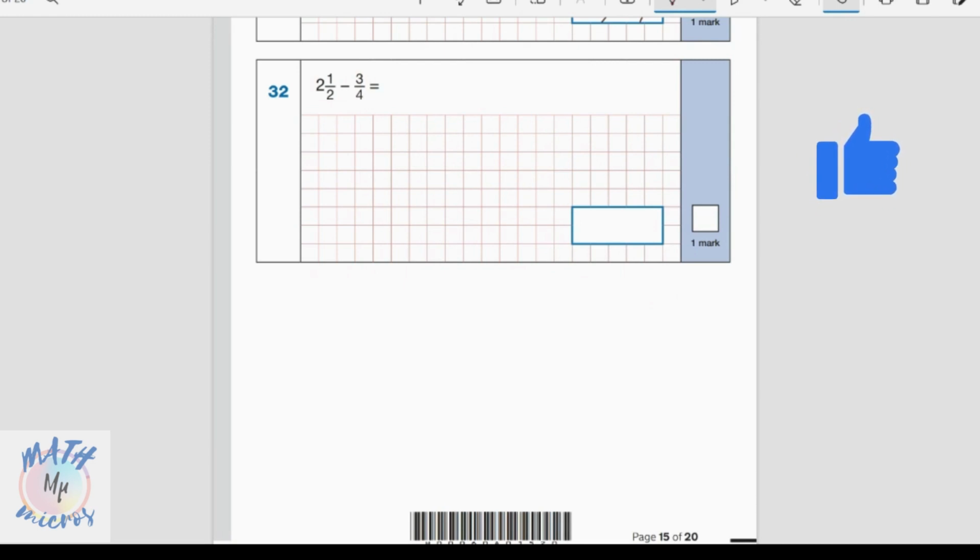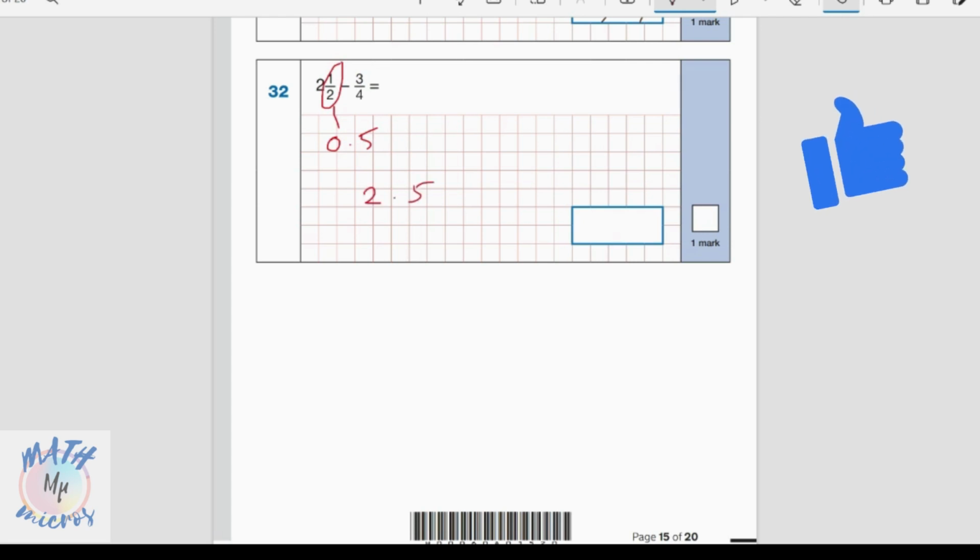So you might be wondering, you need to change these into improper fractions, and then again find the LCM of both, and then find the subtraction, and then again find the answer. But that's not required. You just need to find the equivalent decimal for this fraction. So 1 by 2 is nothing but half, which is 0.5. All right. So 2 and 0.5 is nothing but 2.5.